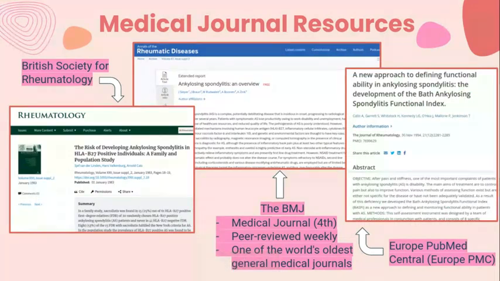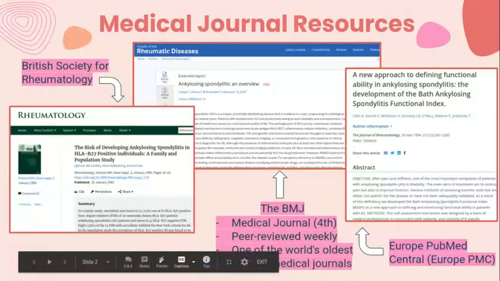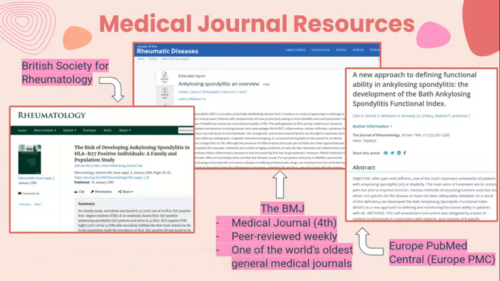For the medical journals that I interpreted and analyzed, I mainly used the article in the center, which came from the BMJ, British Medical Journal. The BMJ is ranked fourth best medical journal resource in the world. It is peer reviewed weekly and one of the oldest general medical journals. As well, I used the one on the left, from the British Society for Rheumatology, as well as one on the right, created by the Europe PubMed Central, Europe PMC.